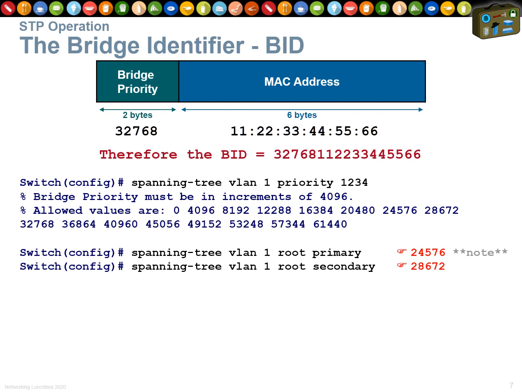So recap. Spanning tree VLAN 1 root primary is dynamic. It will change and search for the current root and beat it. Spanning tree VLAN 1 root secondary is hard-coded and fixed and will only ever set the value to 28,000. So let's do a quick quiz.